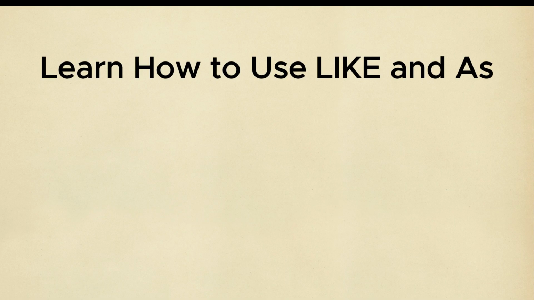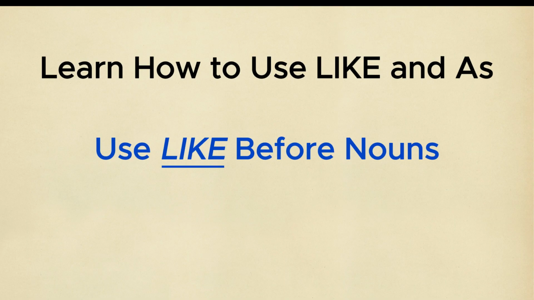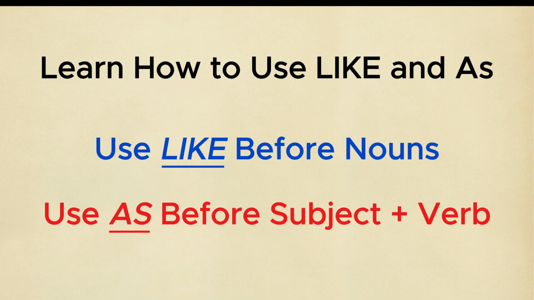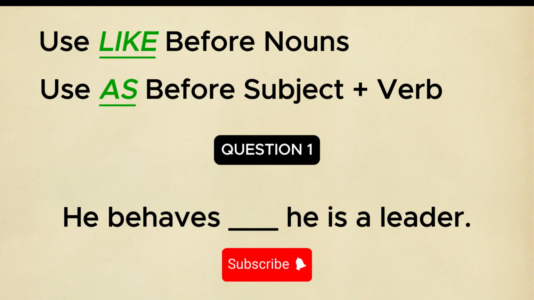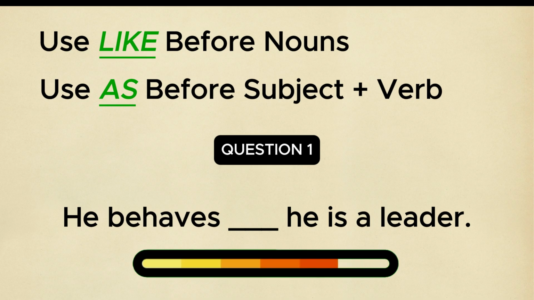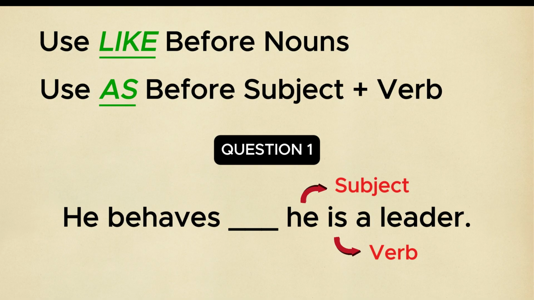Learn how to use like and as. Use like before nouns. Use as before subject plus verb. 1. He behaves blank, he is a leader. This is a subject plus verb. The answer is as.